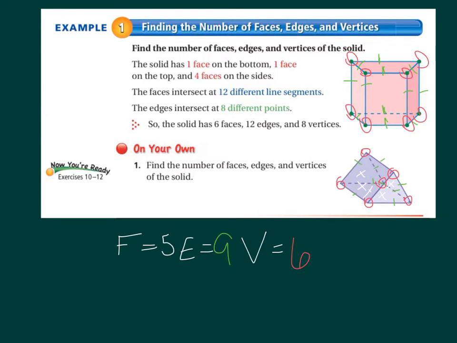As you can see with my marks on the shape, I kind of marked it all up, but hopefully you can count those as well. You should get 5 for faces, 9 for edges, and 6 for vertices. Make sure you got those correct, and then move on to the next section.